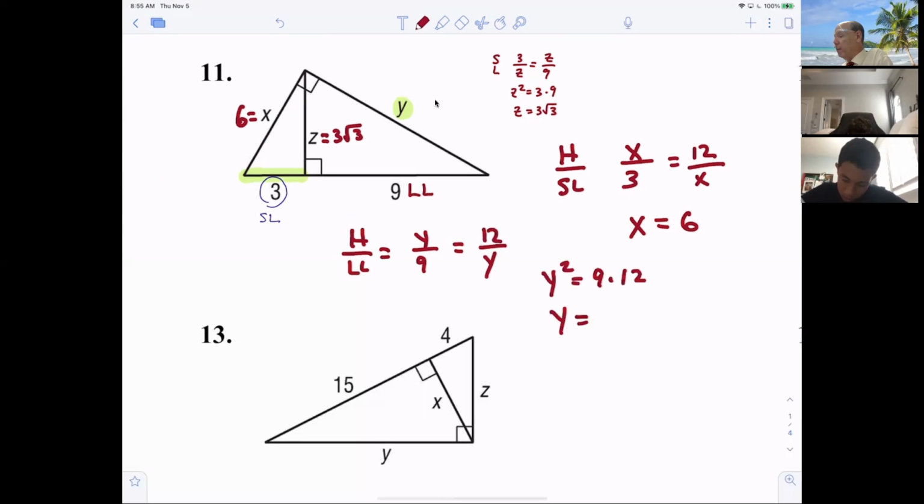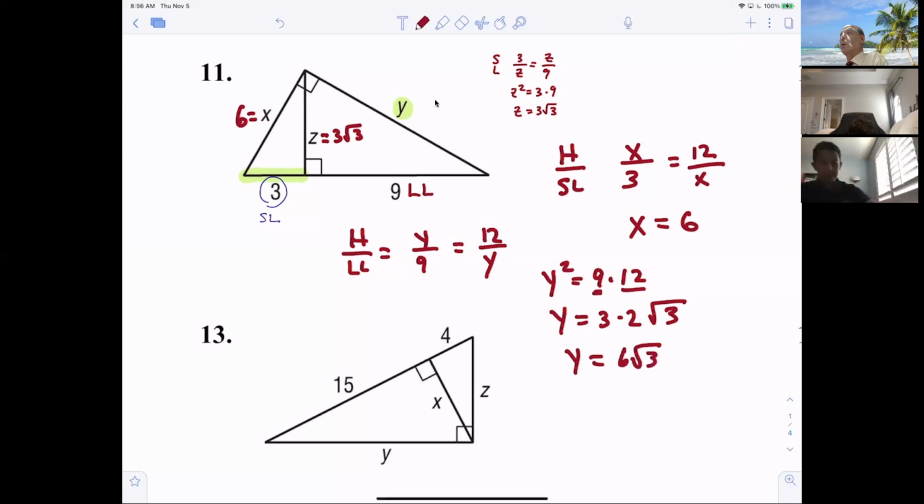So I know that the square root of 9 is what? What perfect square is in 12? 4, so that becomes a 2. And then what was left behind? 3. So y is what? 6 radical 3. All right, is everybody okay with that? Everybody okay with that? Any issues?